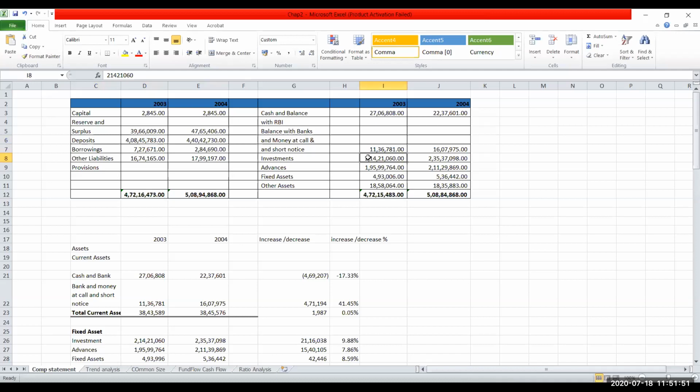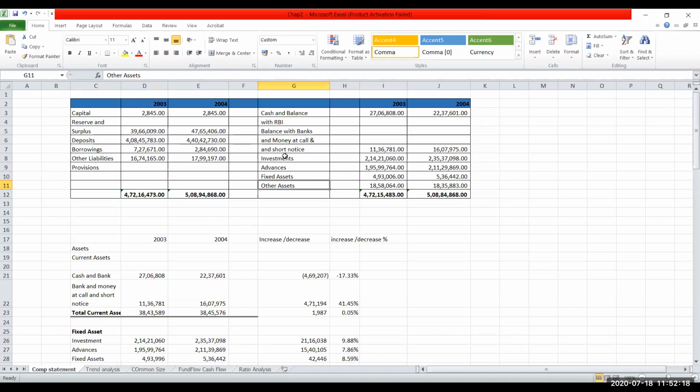So a bank can also make investments, and you also have the advances. Advances are nothing but amounts given to customers, so they are taken into account as advances. And you have fixed assets, that is plant and so on, and you have other assets. Other assets could be anything. You can have payable, receivable, salary payable, something like that. So this is the balance sheet of the bank.